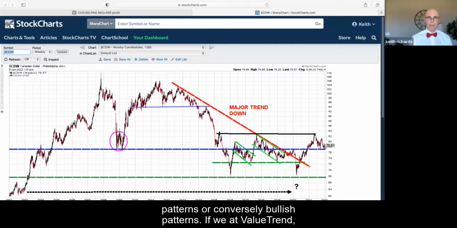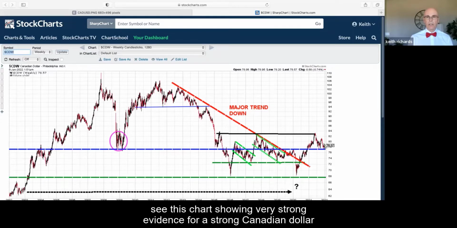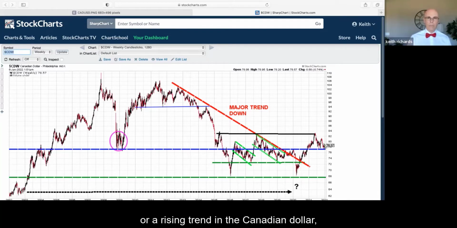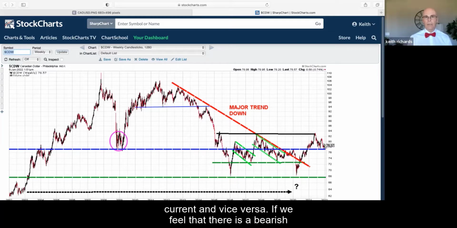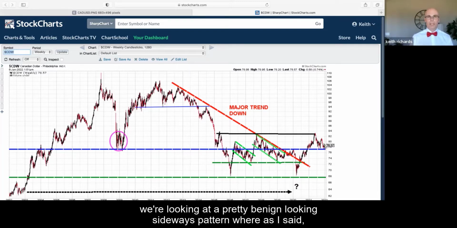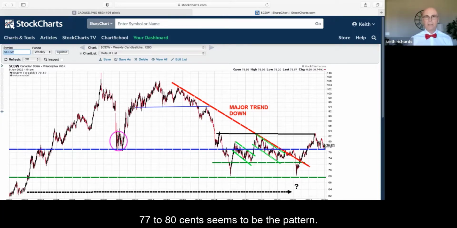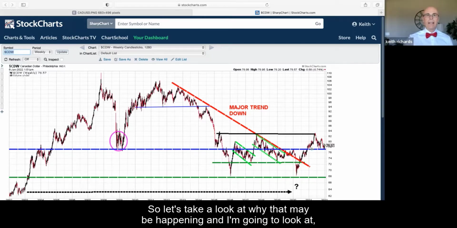conversely bullish patterns. If we at Value Trend see this chart showing very strong evidence for a strong Canadian dollar or a rising trend in the Canadian dollar, we will want to lower our US stock exposure simply because it's fighting a current, and vice versa. If we feel that there is a bearish looking Canadian dollar, we will usually move into US dollar securities with a little bit more confidence. Right now is none of the above. We're looking at a pretty benign sideways pattern where, as I said, 77 to 80 cents seems to be the pattern. So let's take a look at why that may be happening.